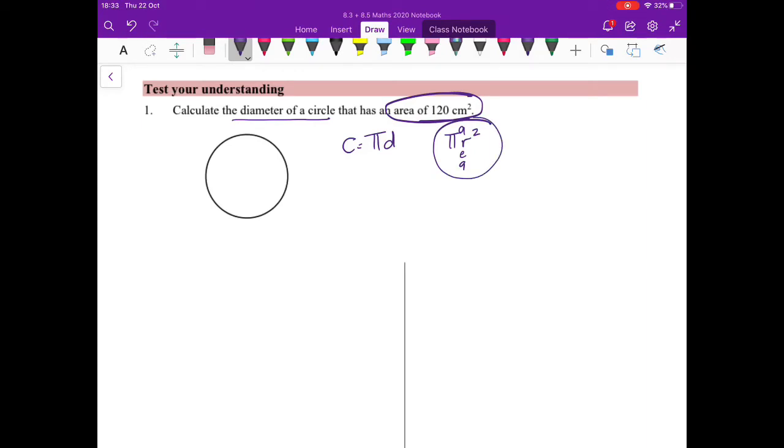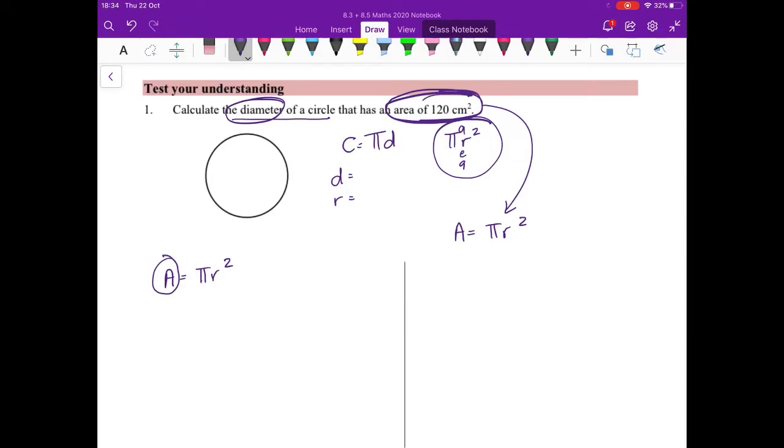The other thing I said to you is you would write down your diameter equals, your radius equals, and in this case we don't have any of those because we have to find the diameter. In this case we have area, and remember area has a value as well as a formula, and we said we're going to use area equals pi r squared. So let's write it down. Area equals pi r squared. I have got a value for area, which was 120 centimeters squared.